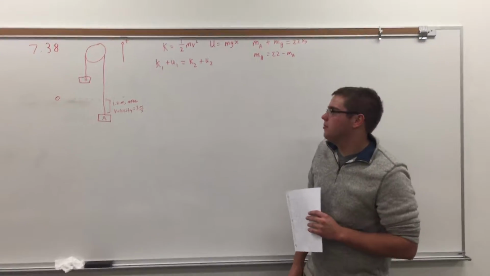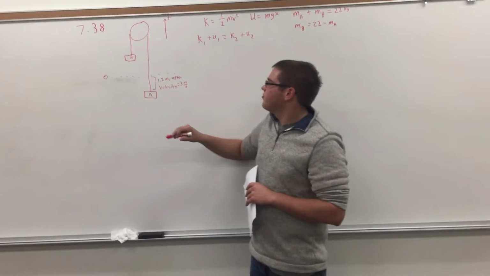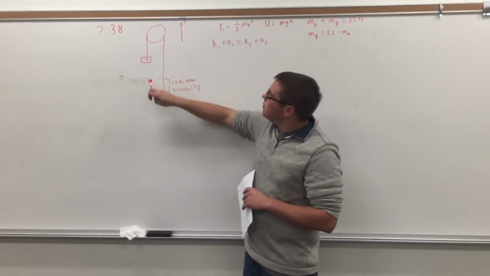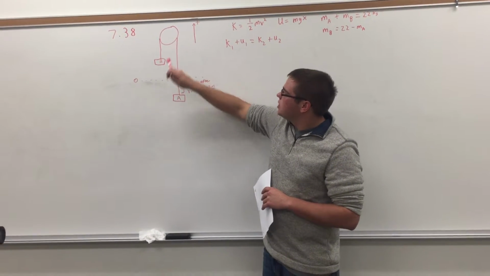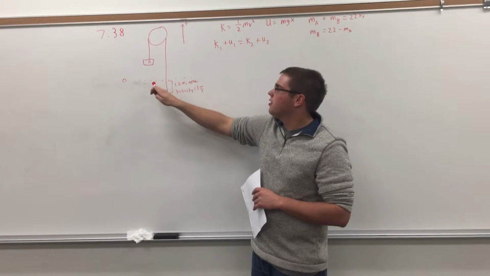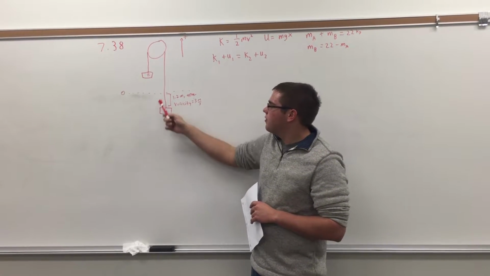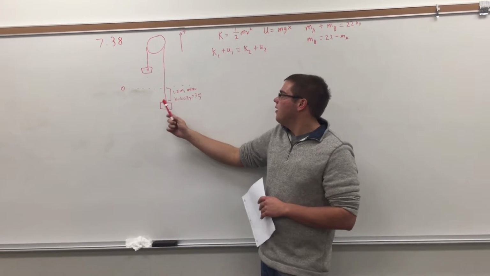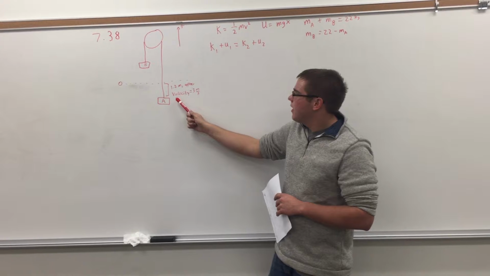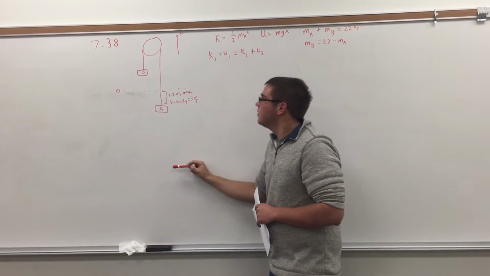So for this problem, 7.38, we're given this diagram here, and so what we have is two masses attached to a pulley here, and they both start right here at this line labeled 0, and they're let go. And mass A, which is the heavier of the masses, begins to fall, and it falls 1.2 meters, and it's moving at a velocity of 3 meters per second.